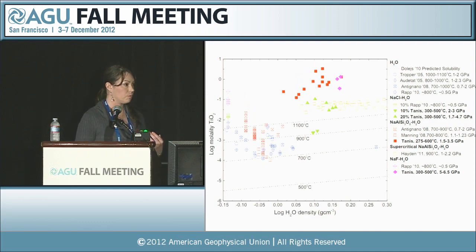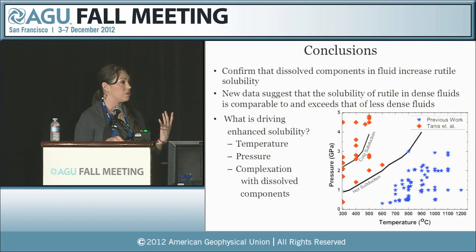And so from the work that we've done, we've confirmed that if you add a dissolved component, you get an increase in the solubility of rutile. What we've also shown is that the solubility of rutile in a dense fluid is comparable and actually exceeds that of less dense fluids. And so we've covered a much larger pressure and temperature range, which is a complement to the previous work.